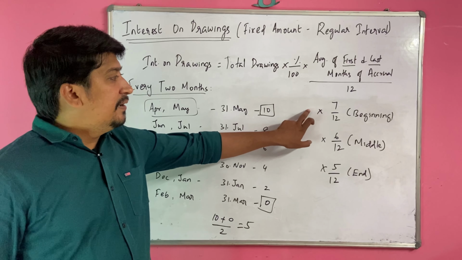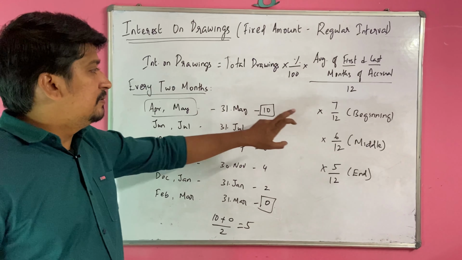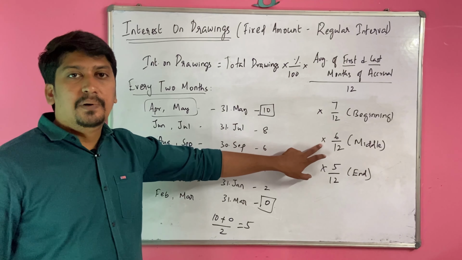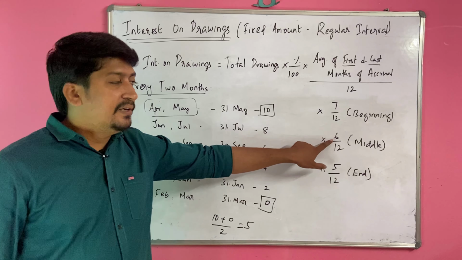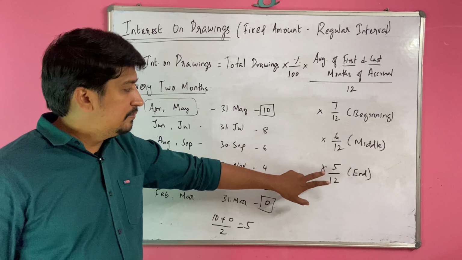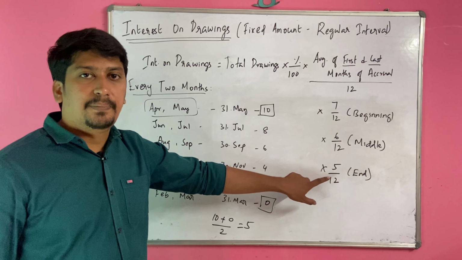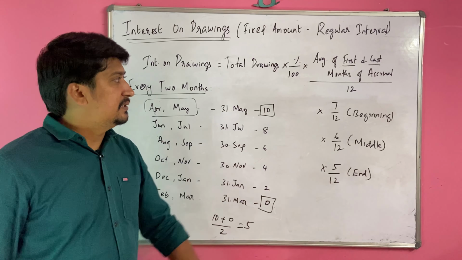For the beginning of each 2 months, an average of 7 months' interest he has to pay. For the middle of every 2 months, an average of 6 months' interest he has to pay. For the end of every 2 months, an average of 5 months' interest the particular partner has to pay.